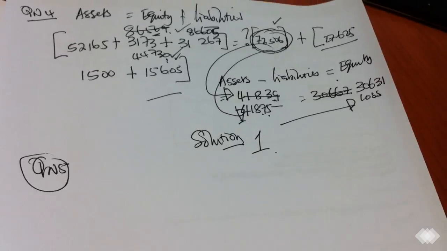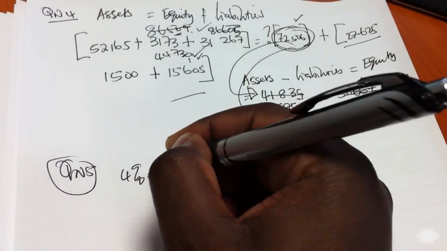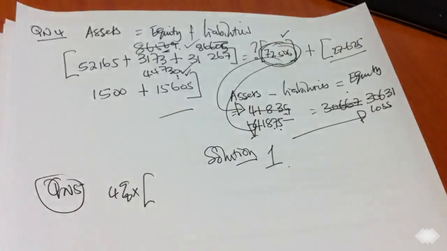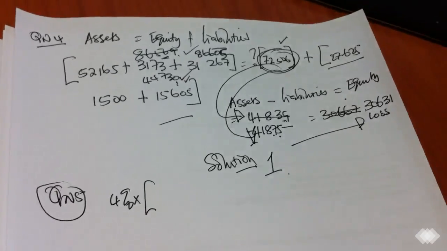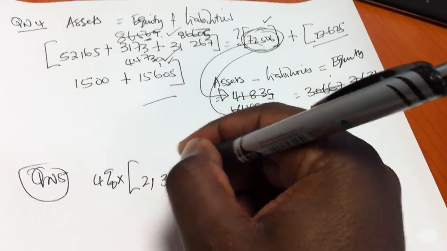Then we see you're given the allowance is 4% of outstanding debtors. So how much are outstanding debtors? Or trade and other receivables. Trade and other receivable control. We have 2,300.